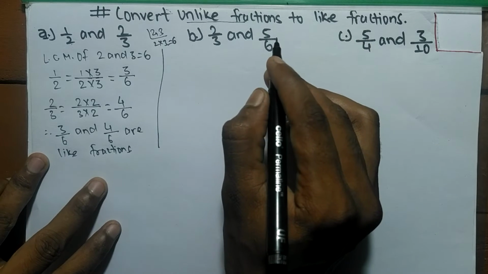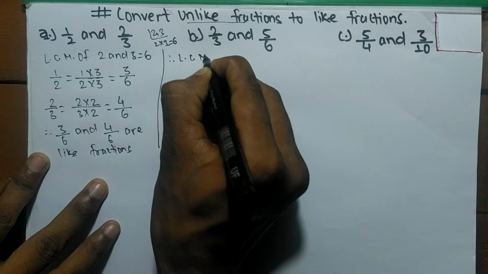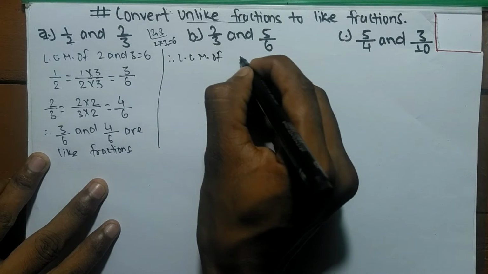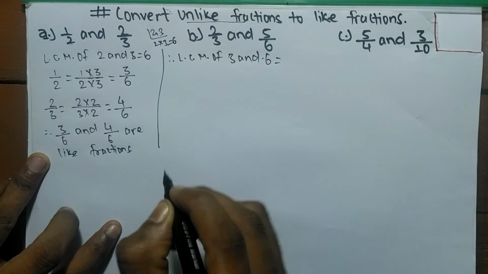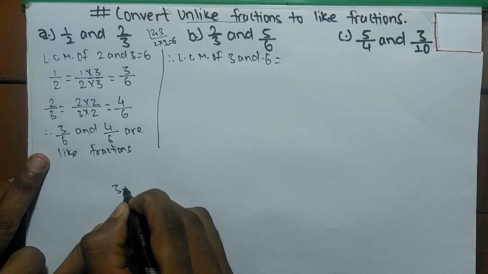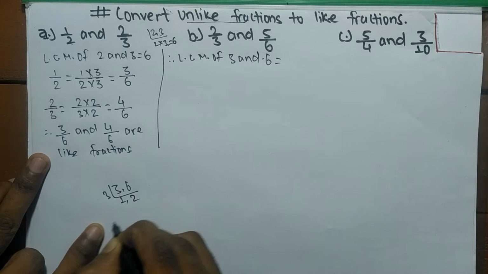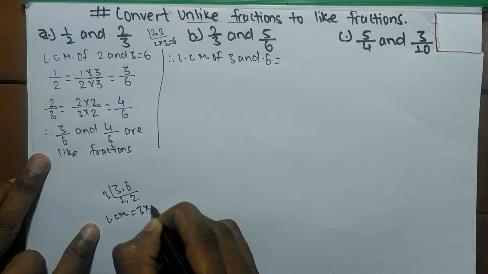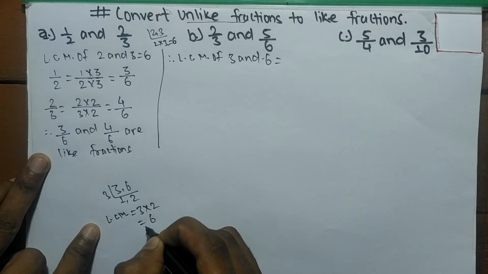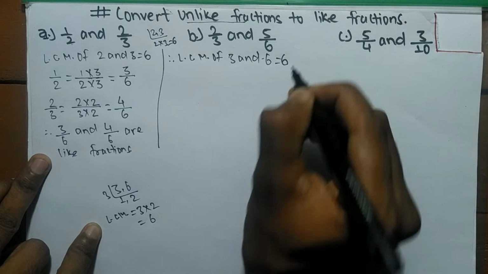So the first step is we have to take the LCM. The LCM of the denominators 3 and 6: 3 times 1 means 3, 3 times 2 means 6. So the LCM is equal to 3 times 2 means 6. So we can write the LCM of 3 and 6 is 6.